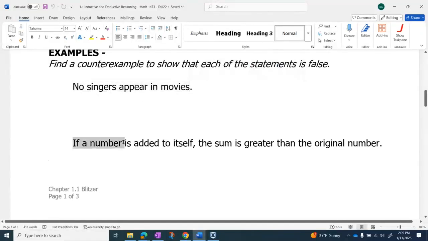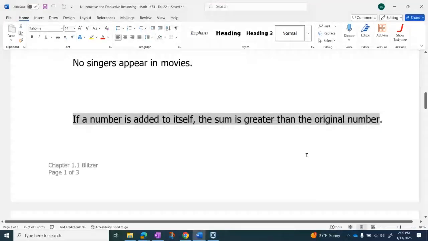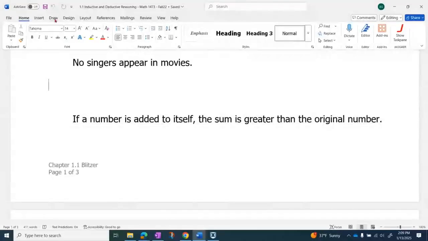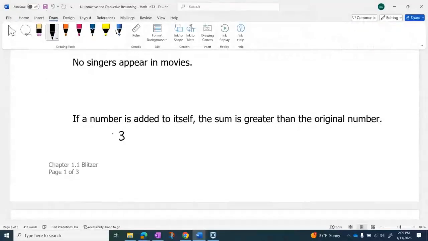Next one: if a number is added to itself, the sum is greater than the original number. Okay, this one involves numbers. Let me give you some specifics. Let's say the original number is 3. If we add the number on top of itself, the sum is 6, and 6 is bigger than the original number 3. If the number is 5, we add the number on top of itself, we get the sum equals 10, and 10 is bigger than the original number.